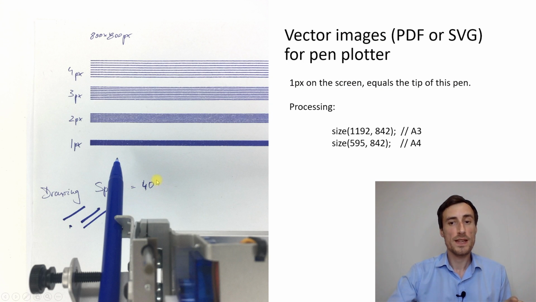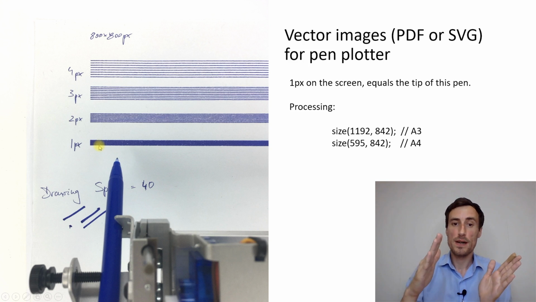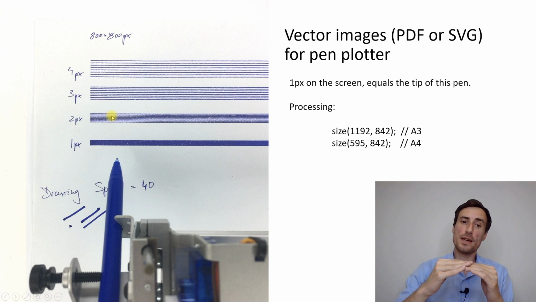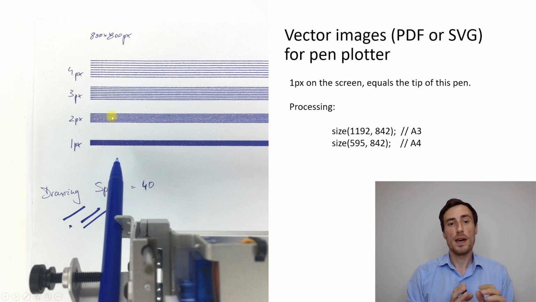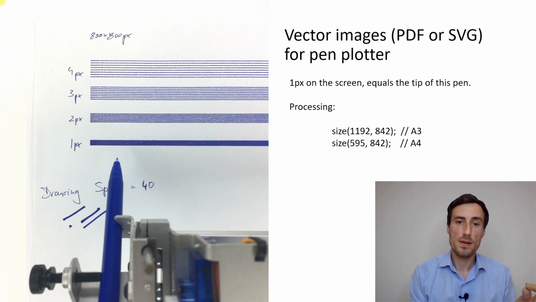You can see here on the left side, 1 pixel of this particular tip of the pen. If I make the Processing sketch, it always creates a very nice, almost even solid filling. When I do 2 pixels, there is always 1 pixel distance between the lines, and then 3 pixels and 4 pixels. And that's for me basically a nice reference if I choose different pens.